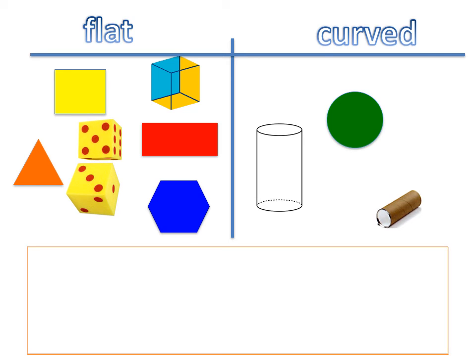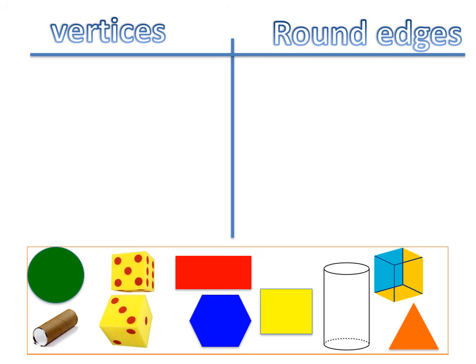All right, so we can see on the right hand side are our shapes that have curved edges, and on our left hand side is our flat edges and faces. All right, another way that we could sort our shapes is with vertices or round edges. So a bit similar to the straight edges in a way, or at least it's going to have a curved surface with our round edges. So we can compare those two. Let's have a look at some of the different shapes.